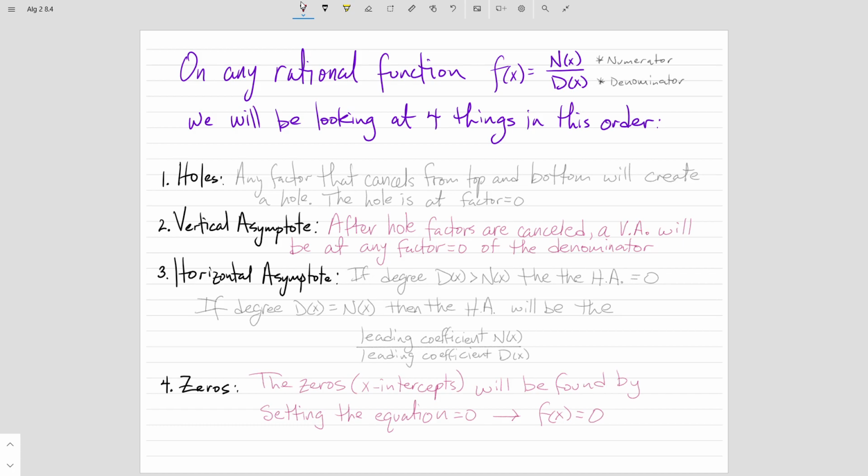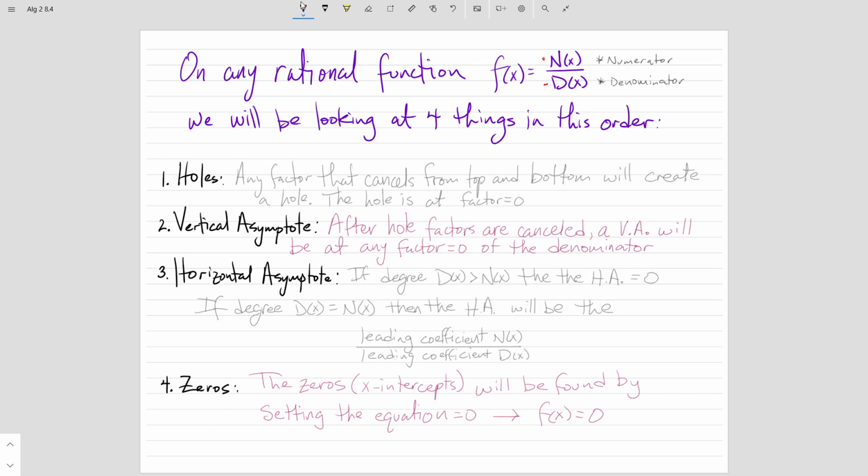Now, the last slide only applied to transformations. And transformations only applied to the parent function 1 over x. Well, there's lots of different rational functions that can look like whatever. As long as you have a top and a bottom of a fraction, you've got a rational function. And there's going to be 4 pieces of information that you're going to be asked to find from any rational function, no matter which one. And it helps if you do them in a certain order.